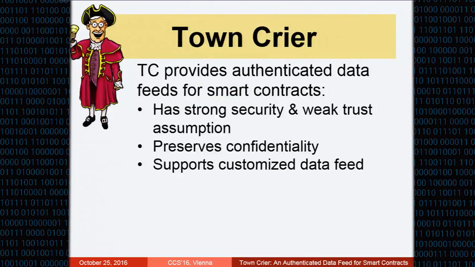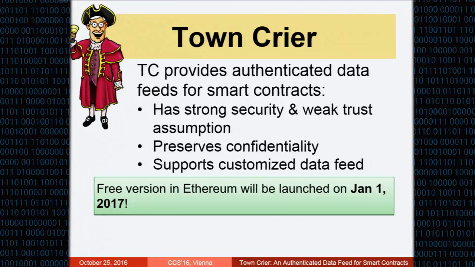OK, I guess that is the end of my talk. So, to briefly summarize, TownCrier is an authenticated data feed for smart contracts, and it has strong security guarantees, and you just need to make weak trust assumptions, and it preserves confidentiality, and it can support customized data feeds. And we do have a launch plan for TownCrier. We will launch it as a free service for Ethereum by the end of this year. Stay tuned, you will soon be able to use TownCrier.